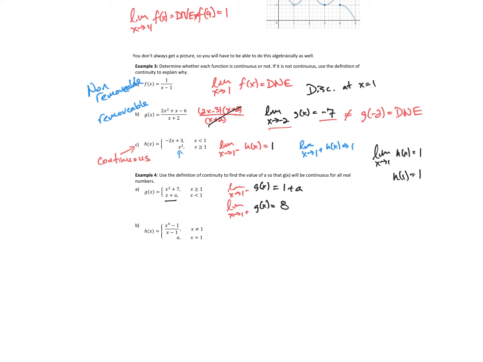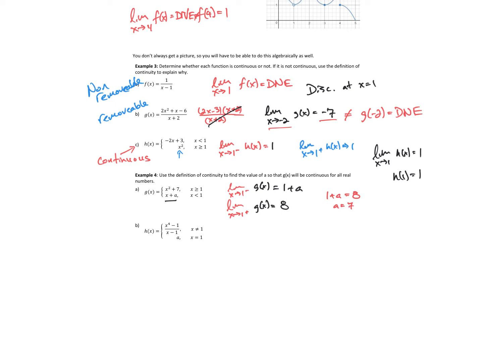All right. Now, to be a limit, what must happen? They go to the same number. So what do I do with this 1 plus a and 8? I set them equal. So now I'm just going to set 1 plus a equal to 8. So a is equal to 7.